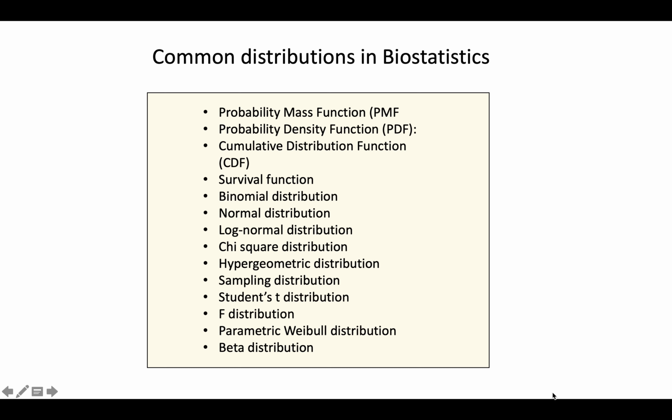binomial, the normal, log normal distribution, the chi-square distribution, hypergeometric distribution, which is important to discuss the Fisher test, the sampling distribution, the student's T distribution, the F distribution in the context of ANOVA, the parametric Weibull distribution in the context of survival analysis, and finally the beta distribution, which is important to understand Bayesian analysis.